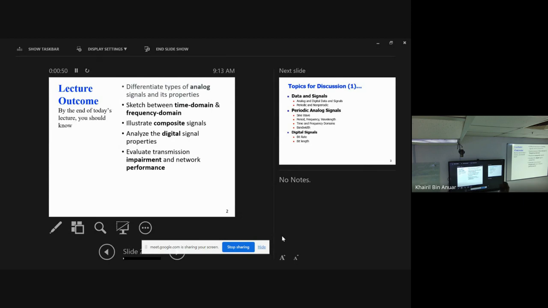Okay, and mainly for our network, what we need to do is identify how the performance of our transmission is. So we will try to analyze. While doing the analysis, what we can see is that there are things that tamper with the signal itself, such as delay, jitter, and impairment. That will actually affect the performance of your network.